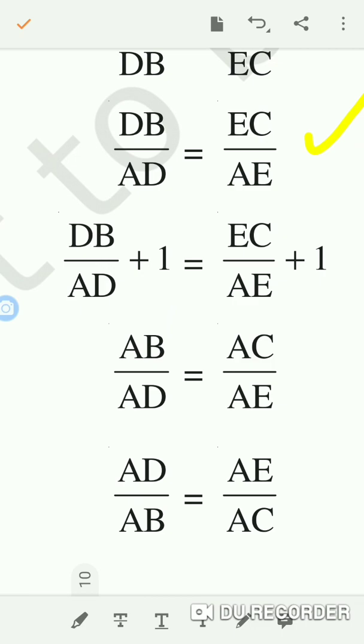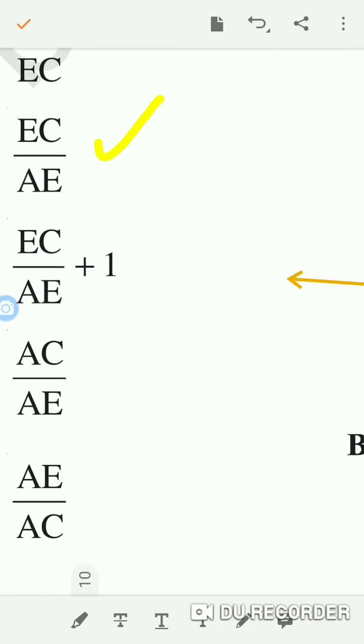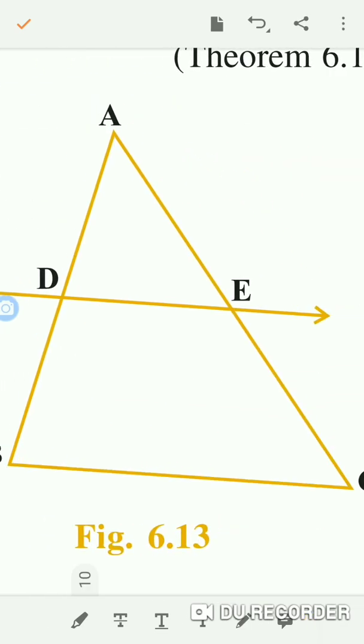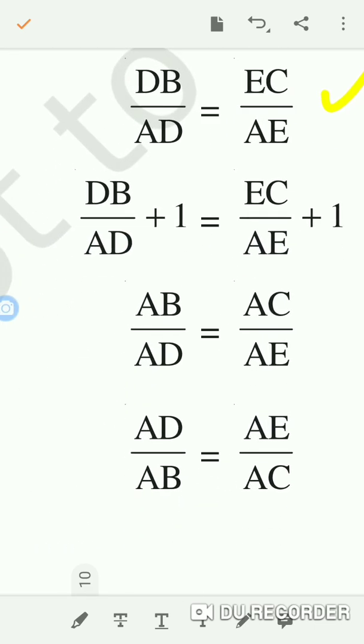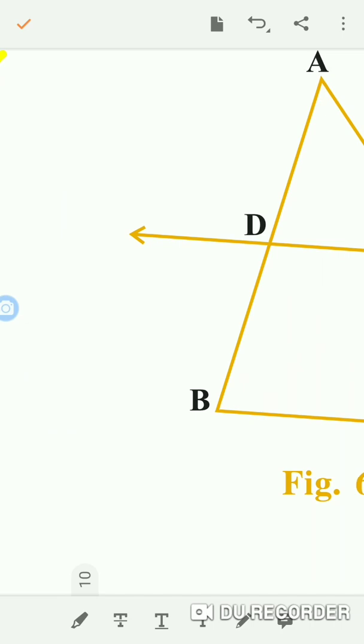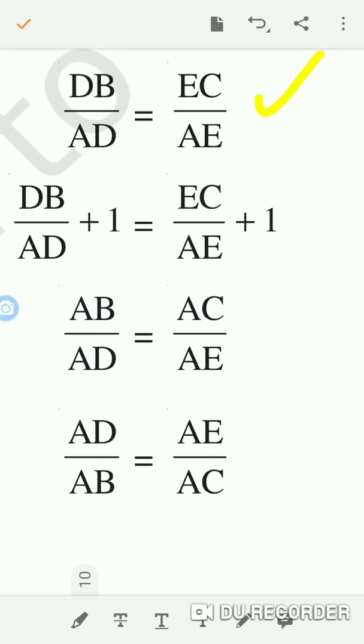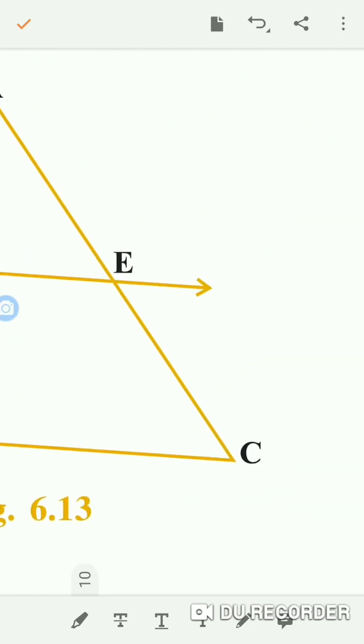So due to this 1, if we make the denominator same by cross multiplication, that is DB plus AD upon AD, EC plus AE upon AE. So DB plus AD will become AB, and AE plus EC will become AC. So here we got the step AB upon AD is equal to AC upon AE. What step we have got here? AB upon AD is equal to AC upon AE. So again if we do the invertendo of this, AD upon AB is equal to AE upon AC.